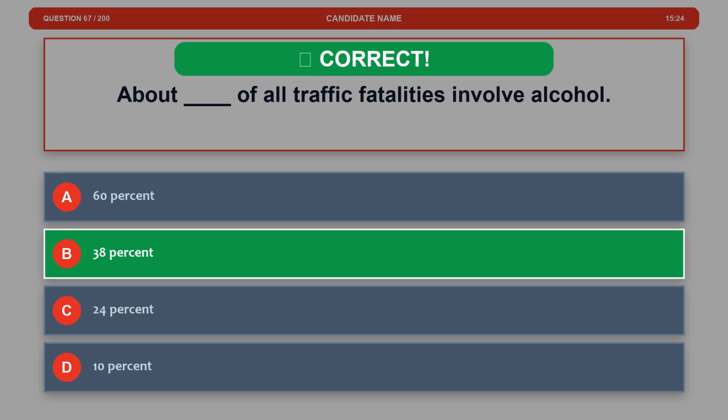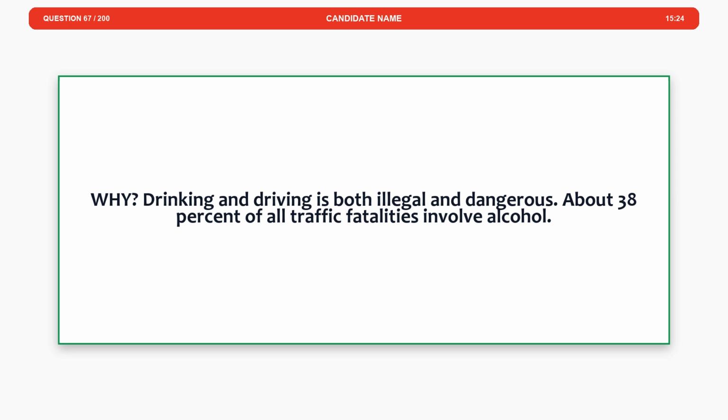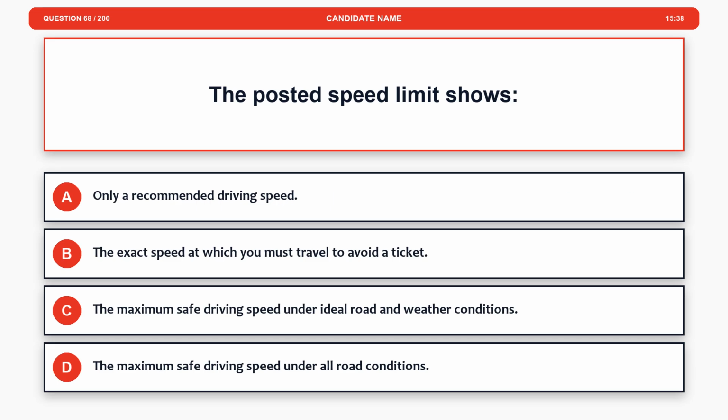The correct answer is option B, 38%. Explanation. Drinking and driving is both illegal and dangerous. About 38% of all traffic fatalities involve alcohol. Question 68. The posted speed limit shows.